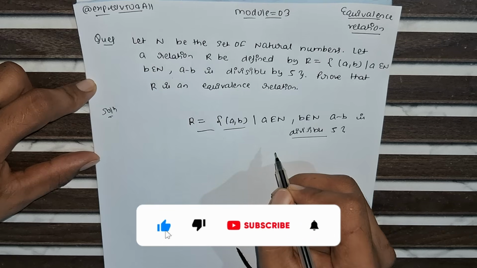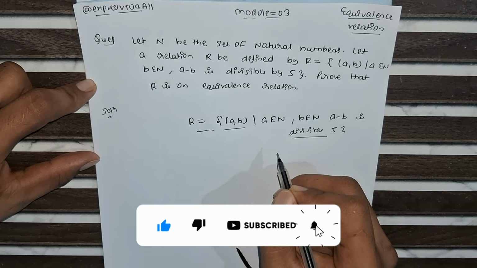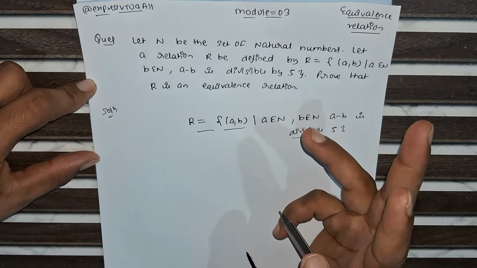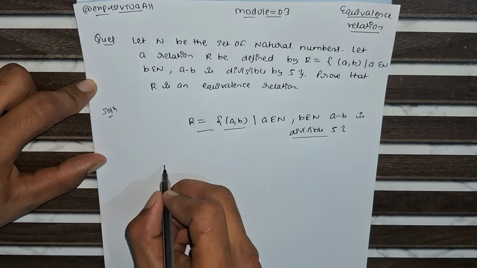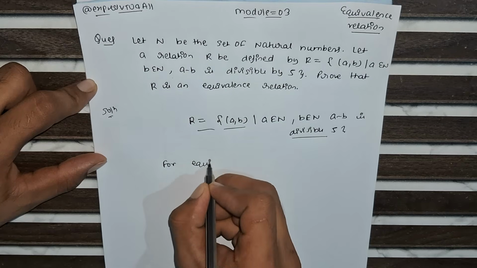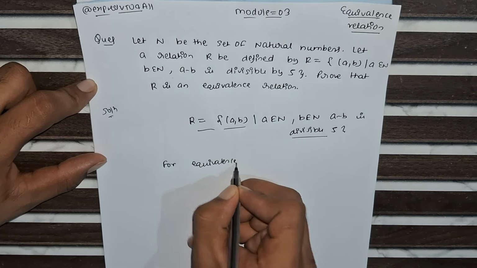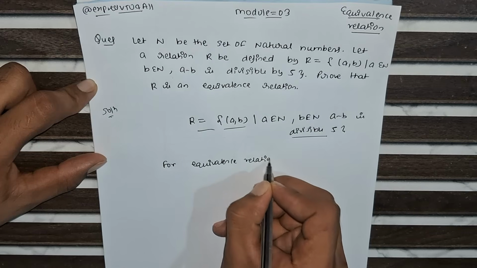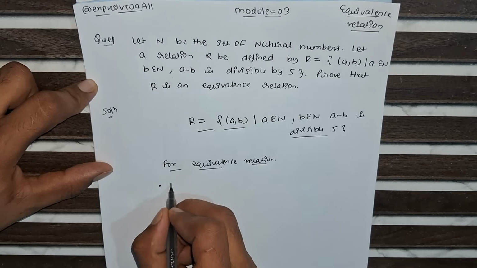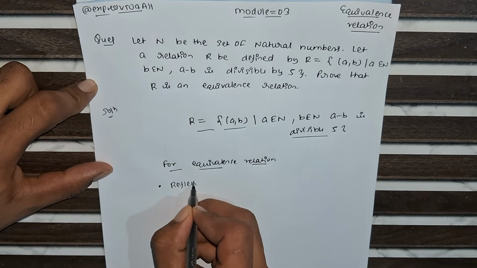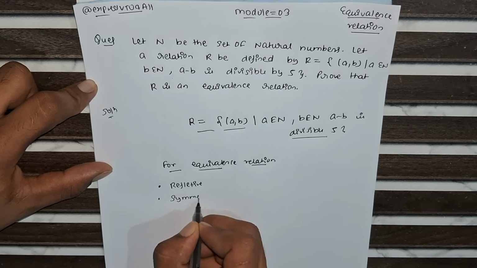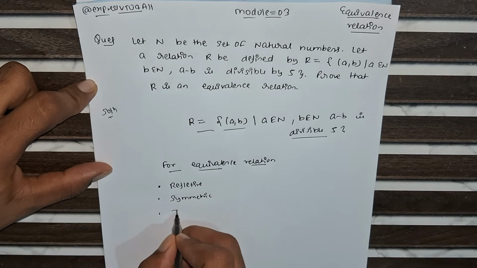Now to prove that a relation is an equivalence relation, it must satisfy three conditions. First one is reflexive, symmetric and transitive. It means for an equivalence relation, three conditions must be satisfied. First one is reflexive, symmetric and transitive.